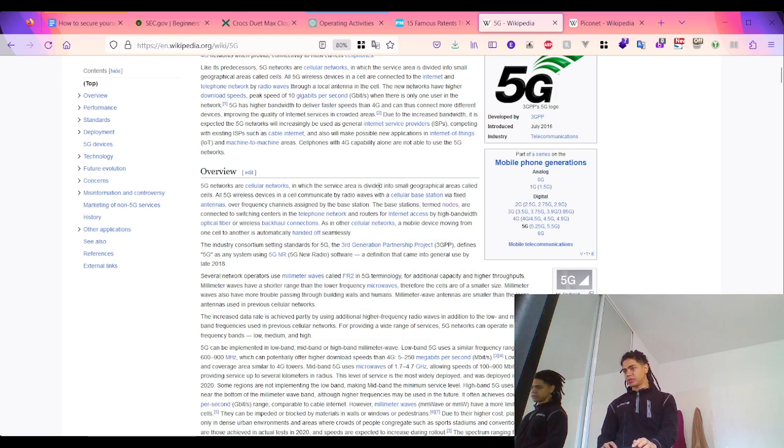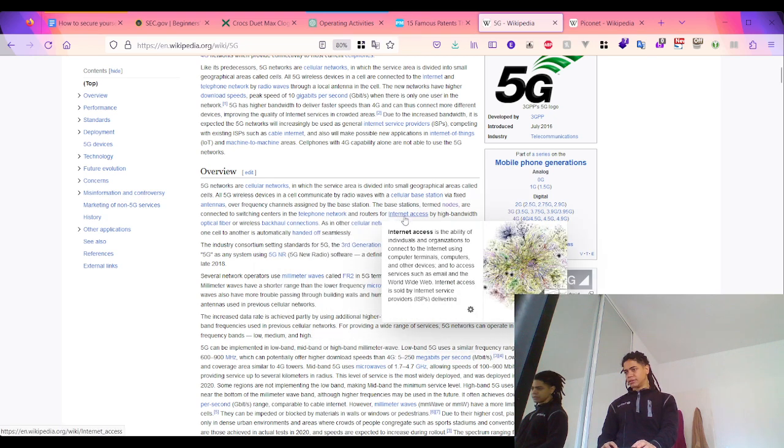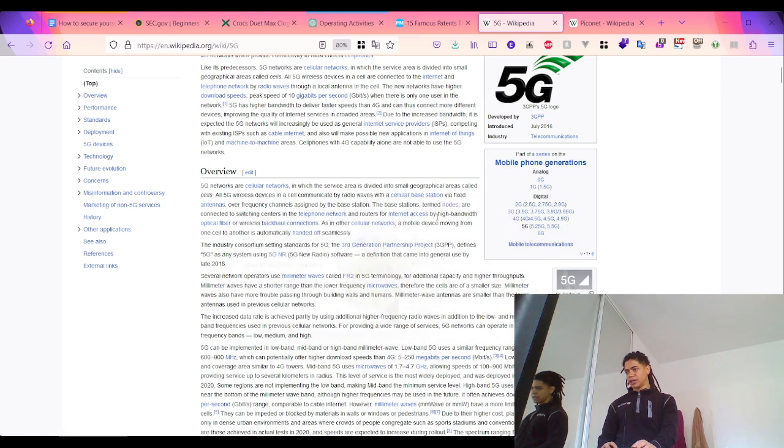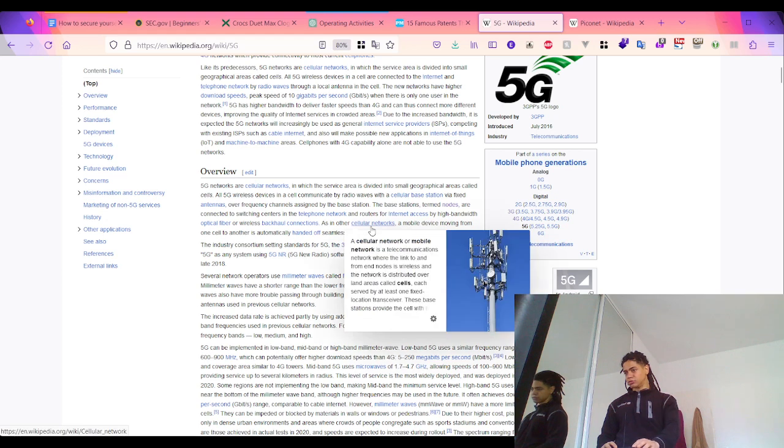A 5G wireless device in a cell communicates by radio waves with a cellular base station via fixed antenna over frequency channels assigned by the base station. The base stations, or nodes, are connected to switching centers in the telephone network and routers for internet access by high bandwidth optical fiber or wireless backhaul connections, as in other cellular phones.